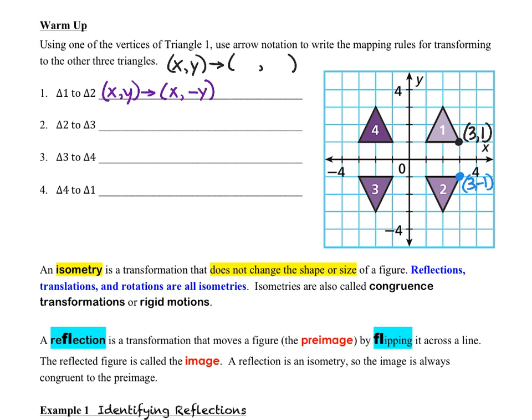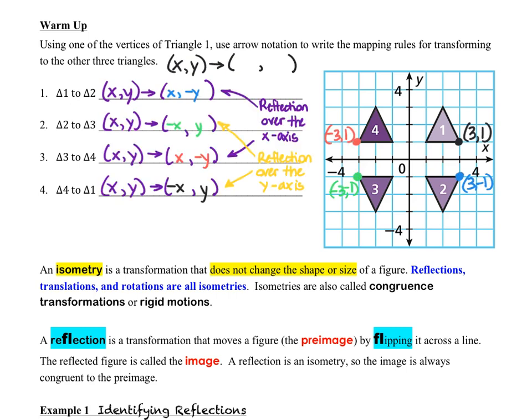Now, I've done example 1 for you. What I'd like for you to do is continue, pause the video, do questions 2, 3, and 4 of the warm-up, and then turn the video back on when you're ready to check your answers. But you're going to use that same type of thinking to figure out how to map one triangle to the next. All right, see you back in a minute. So you can see 2 of our transformations were reflections over the x-axis, and 2 of them were reflections over the y-axis. If you have questions about this, please ask in class.